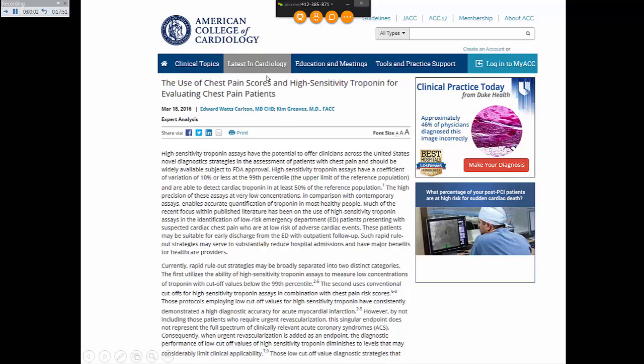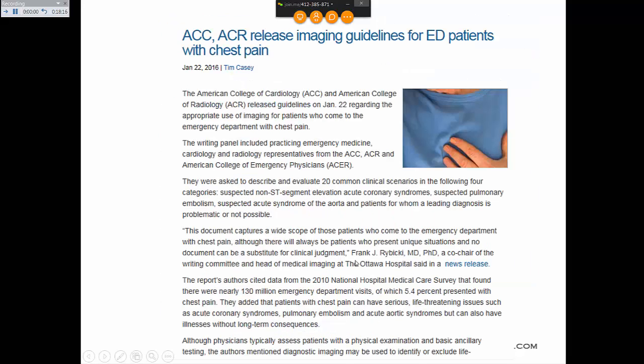So American College of Cardiology has come out with chest pain scores and high sensitivity troponins for evaluating chest pain patients. And a lot of these algorithms are either part of EMR systems or part of physician documentation improvement activities in the ER. These are available through the hospitalist team. The LMS will have all the links to these articles in case your providers need to go through them. The American College of Cardiology and American College of Radiology, they released imaging guidelines for ED patients with chest pain.